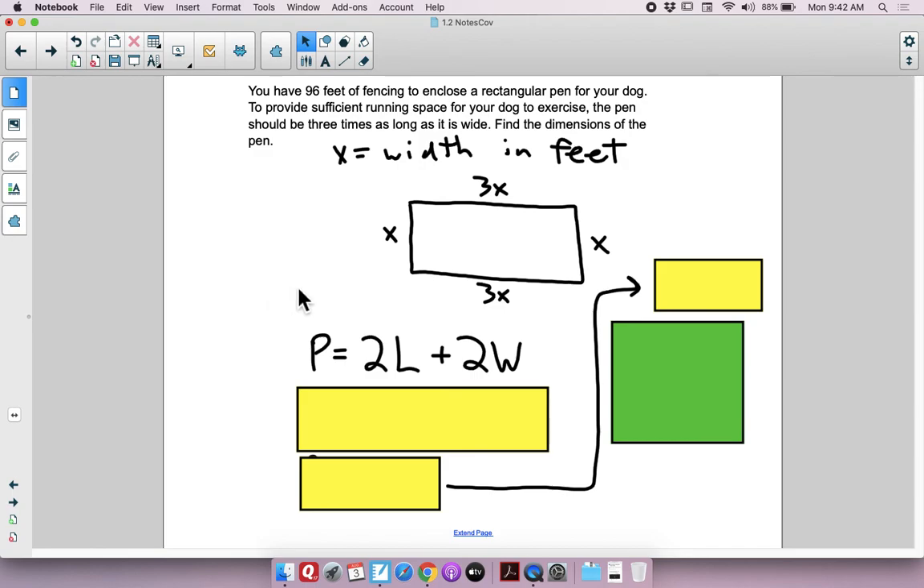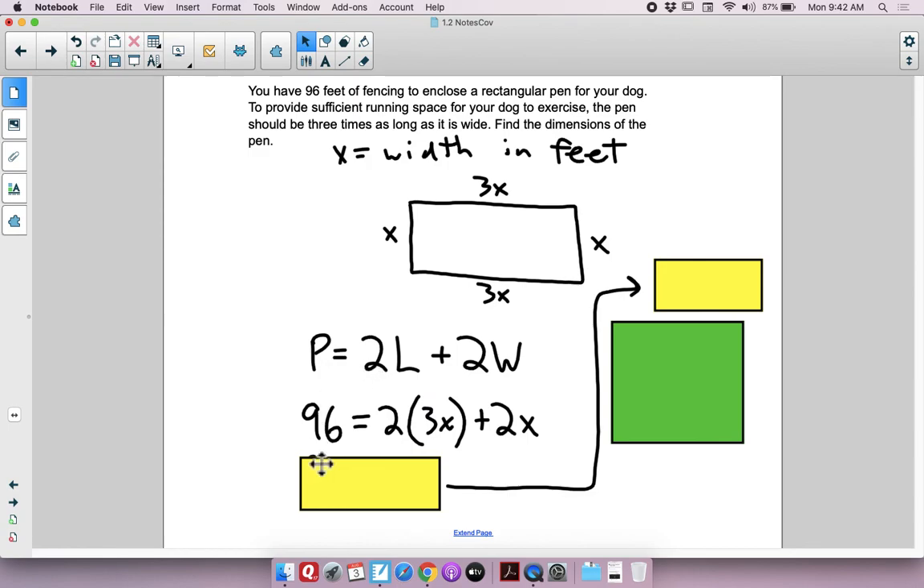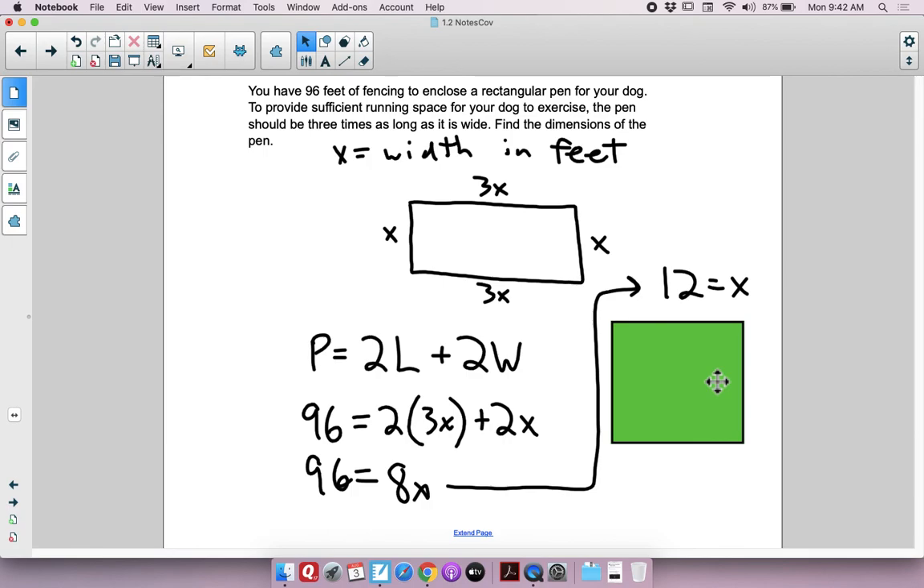And so now for the perimeter, you could either add up all the way around, and we know that's got to be 96. Or you could go 2 times the length plus 2 times the width. So different ways you could set it up. So 96 went in for the P. I did 2 times the length, which we said was 3x, plus 2 times the width, which we said was x. Simplify this side, so that became 6x plus 2x, which is 8x. Get x by itself by dividing, and you get 12.